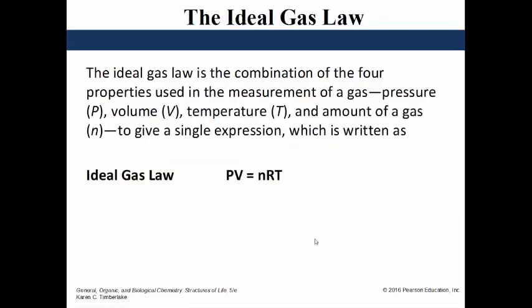Alright, next we'll move on to a very important equation in chemistry called the ideal gas law. And the ideal gas law is the combination of 4 properties used to measure a gas: the pressure, the volume, the temperature, and the amount, to give a single expression. And it's written as this: PV equals nRT. So pressure times volume will equal the amount of the gas times R, which is a constant, which we'll talk about next, times the temperature. If you take a chemistry class, you will see this equation quite often.